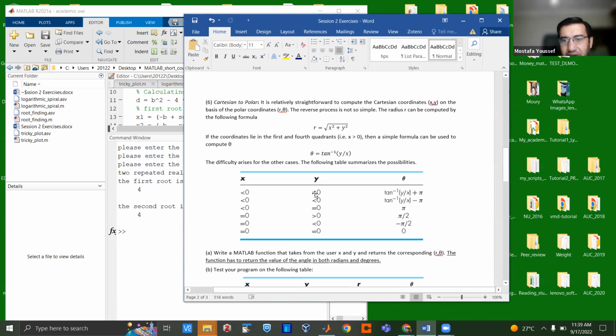Basically, if x is less than 0 and y greater than 0, then the angle theta is not what you get from tan minus 1 right away. You need to add pi to it to ensure that it is in the second quadrant. If x is greater than 0 and y is greater than 0, you need to subtract pi from it. Remember, the default angles in MATLAB are radians, not degrees. So what you get is automatically in radians. So basically, you need to decide which case you have here. Depending on the case, you might need to do one of these variations of the angle.